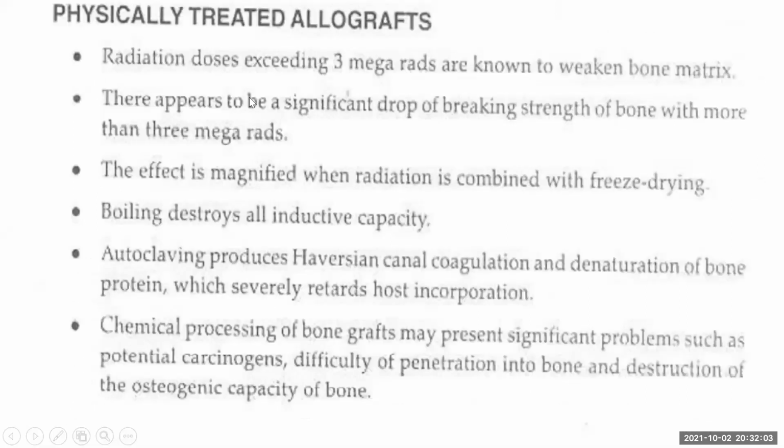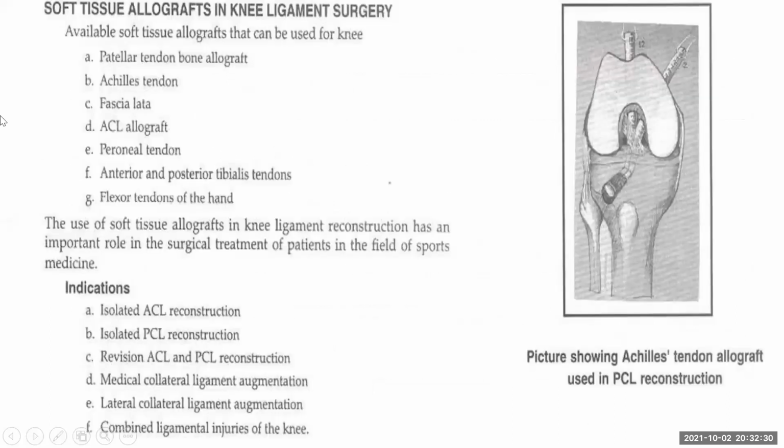Now physical preservation is by radiation. 3 megarads are known to weaken the bone matrix. There appears to be a significant drop in breaking strength of bone. The effect is magnified when radiation is combined with freeze drying. Autoclaving produces Haversian canal coagulation and denaturation. Chemical processing may present significant problems like carcinogenicity. So you prefer radiation, that is 25 kilogray. Radiation is the best way of preserving these grafts.